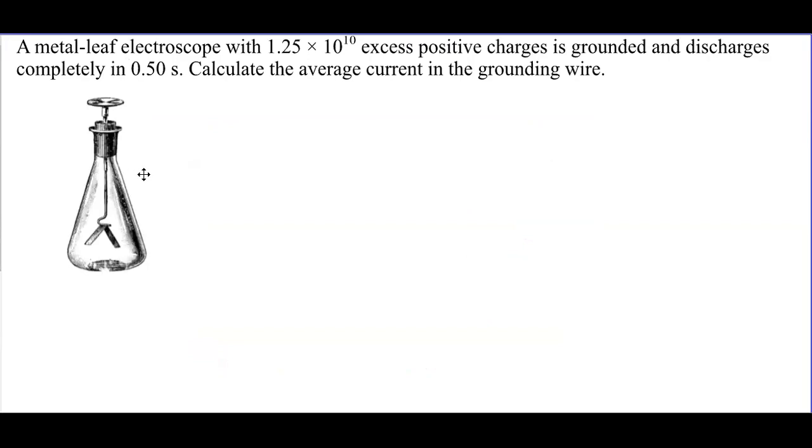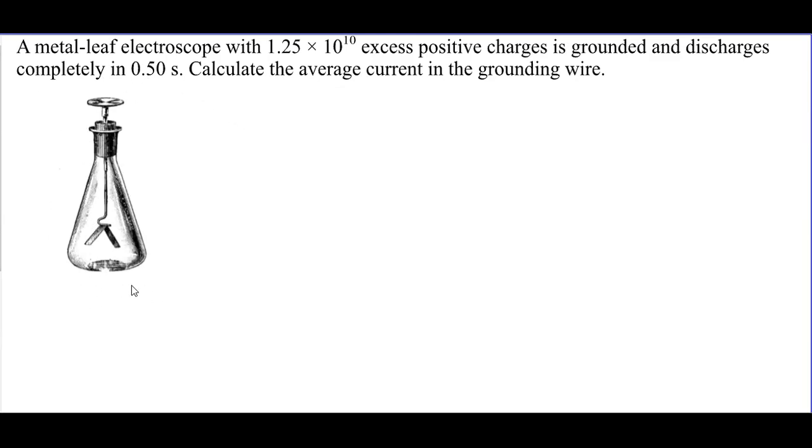Suppose you have a metal leaf electroscope and it's missing 12.5 billion electrons. So therefore it has 12.5 billion excess positive charges, and you ground that. So you touch it to the ground and it allows the electrons to flow in. So this time we are going to talk about electron flow. And it discharges completely in 0.5 of a second. So calculate the average current in the grounding wire. For that, I'm going to get rid of this nice picture of an electroscope.